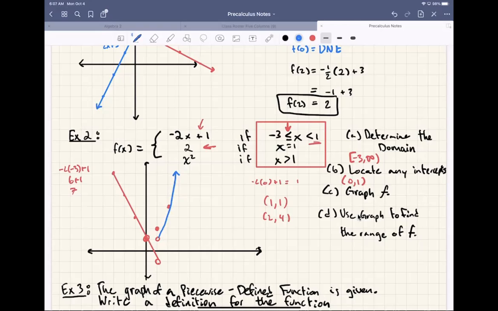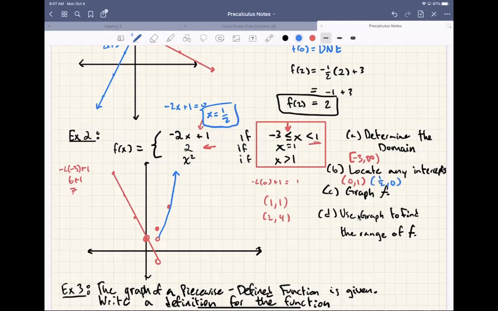And that's whenever we let this part equal 0. To find it, you're gonna get negative 2x plus 1 equal to 0, so negative 2x equals negative 1. You're gonna get x is equal to 1/2, if you do the work. So we're gonna have it at (0, 1) and at (1/2, 0).